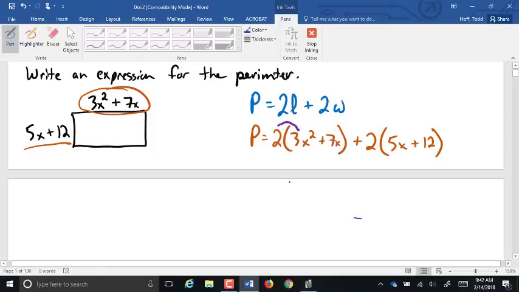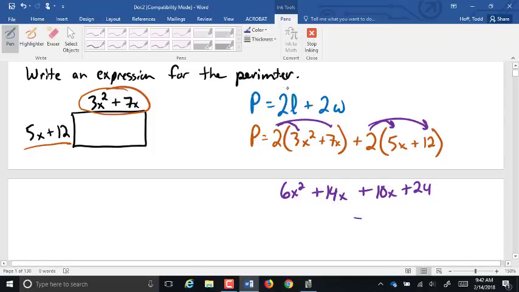2 times 3x squared is 6x squared. 2 times 7x, 14x. Then here we have 2 times 5x, 10x, positive 10x. And 2 times 12 is 24.